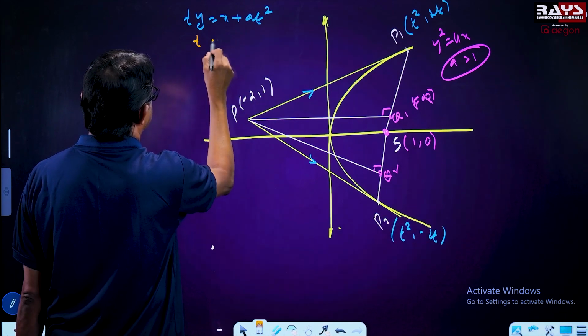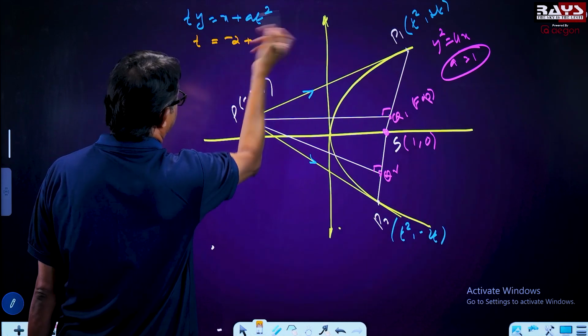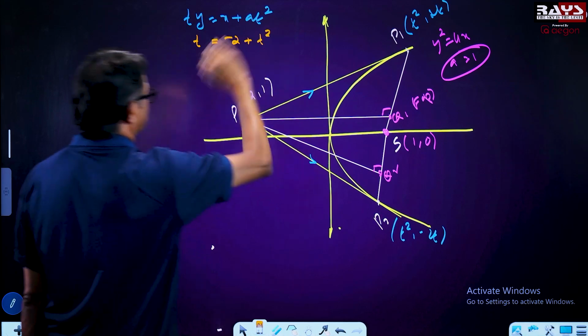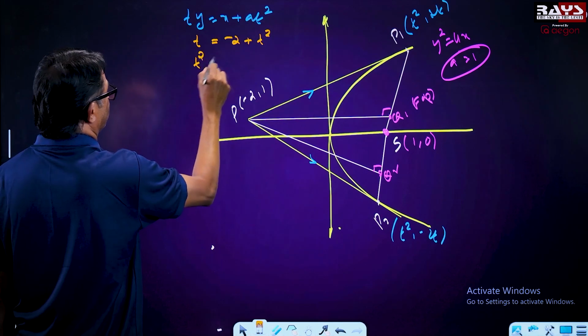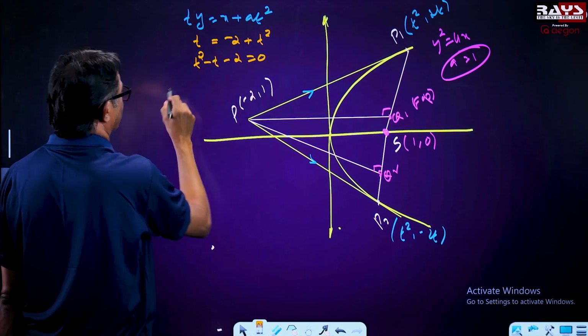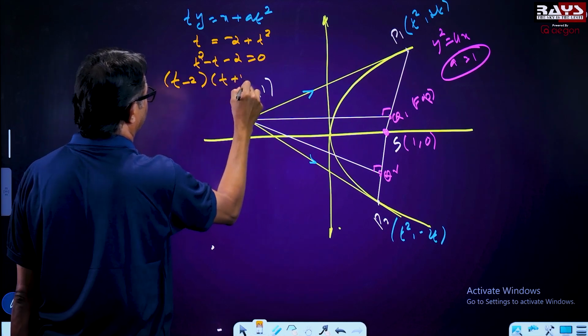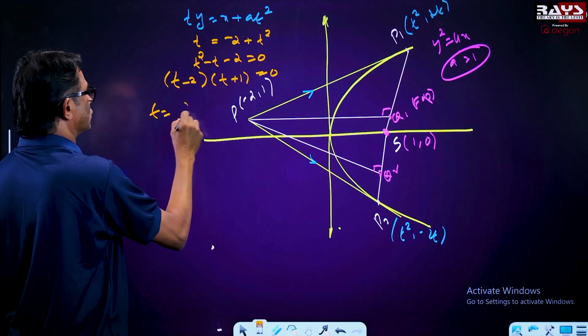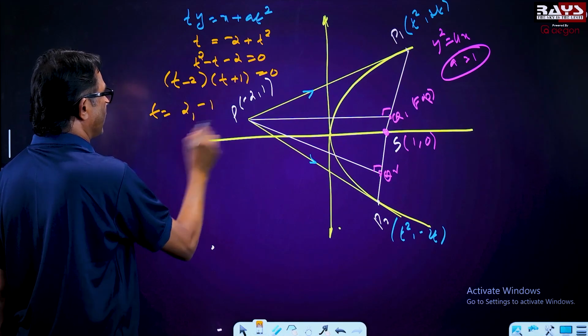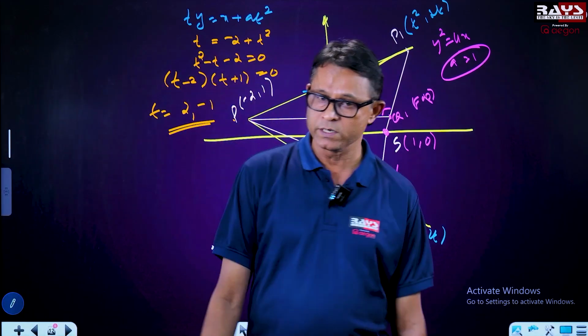So you are getting t equals -2 plus a, which is 1, times t². So take it to the right side: t² minus t minus 2 is equal to 0. On factorizing, you will be getting (t minus 2)(t plus 1) equal to 0. Therefore, the values of t are 2 and -1.